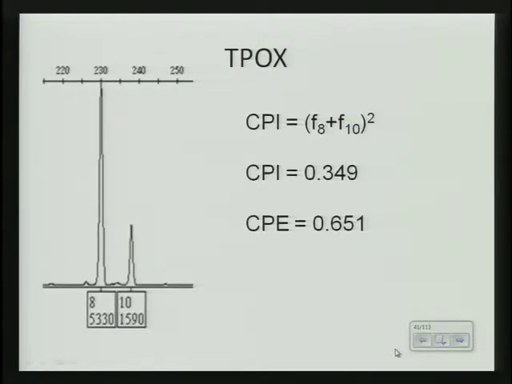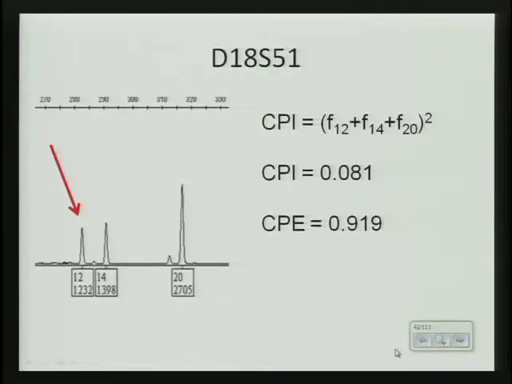TPOX is pretty much the same thing. There's no real evidence that there's some minor allele somewhere, like a 7 or an 11. So you just take the frequency of 8 and 10. And then for D18, this is another locus that we said we would look at. We would sum 12, 14, and 20. So here we would exclude almost 92% of the population. But I wanted to point this out.